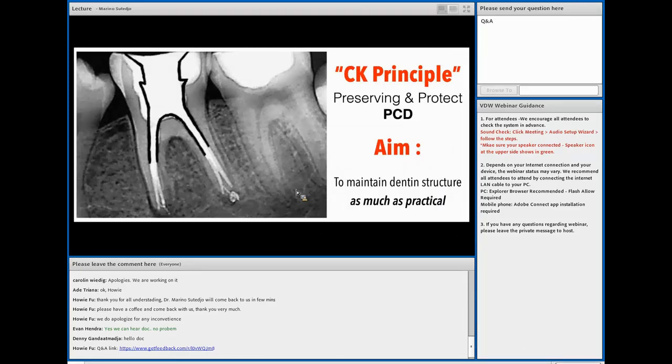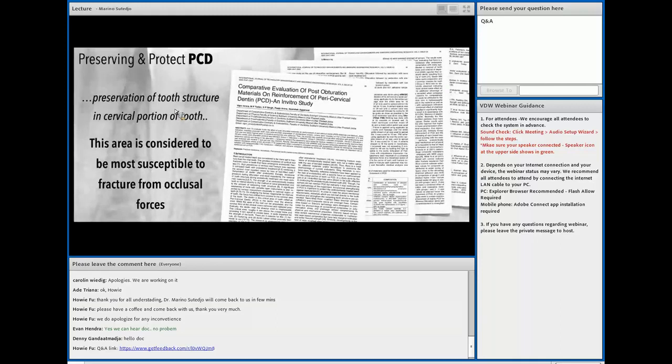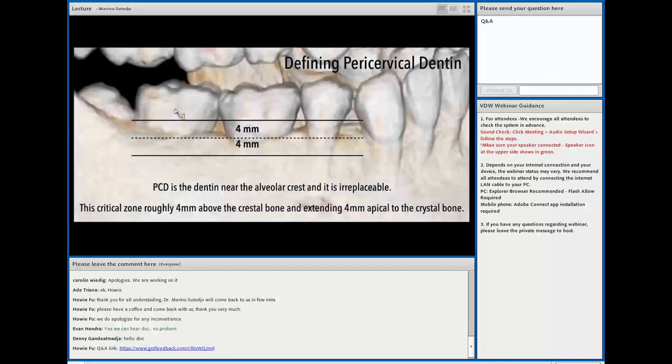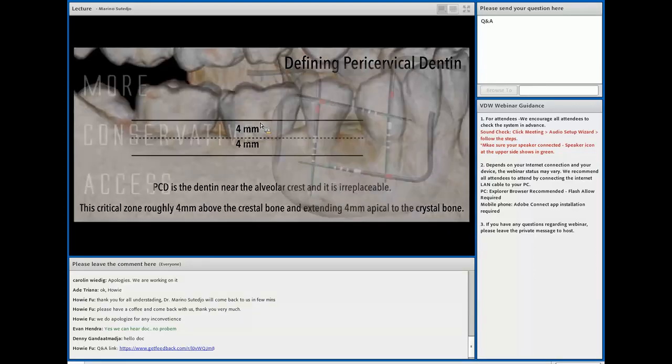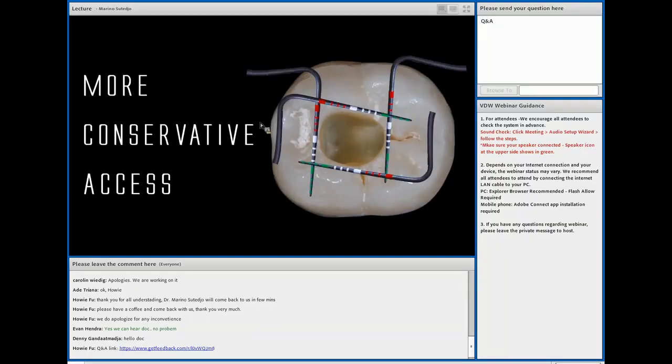They said we need to preserve and protect the most important area, and they call it the pericervical dentin area. And why is this pericervical dentin area important? Because we know this pericervical dentin area is the area that can hold the maximum retention of the tooth structure in order to avoid fractures or cracks in the future. And pericervical dentin is always considered the most susceptible to fractures from occlusal forces. But the question came up: where is actually the pericervical dentin area? If we look at this, the pericervical dentin area can be 4 millimeters above or 4 millimeters below the alveolar crest. So this 8 millimeter area is very crucial if we want to maintain our healthy tooth structure in order to increase our fracture resistance.